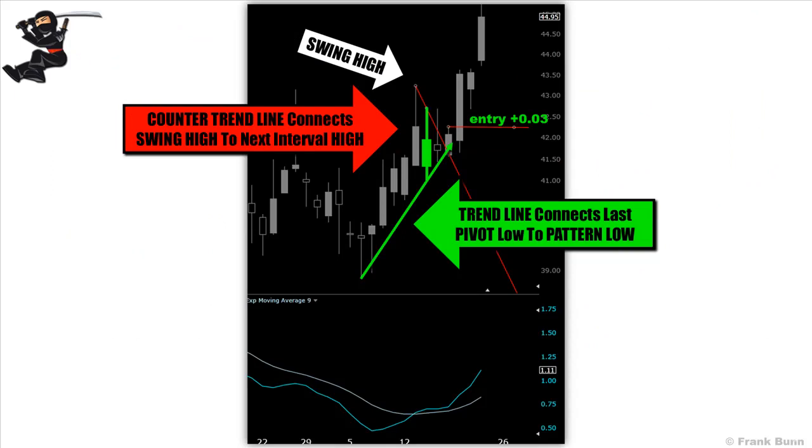In this example, we see an evolution of a swing high MACD signal line pattern, followed by a counter trend line which connects the swing high to the next interval high as seen here. Our trend line connects the last pivot low to the pattern low as seen here, producing an entry.